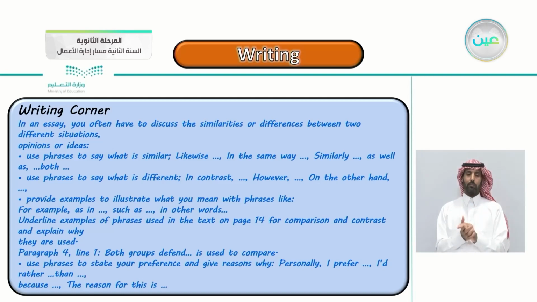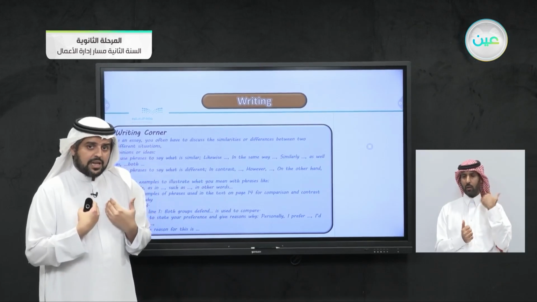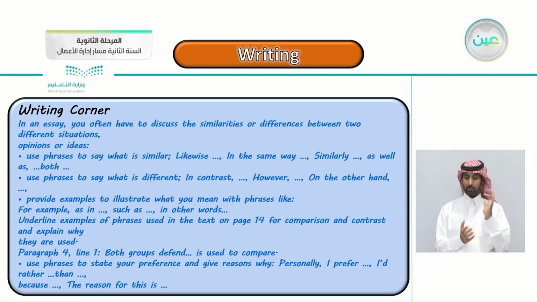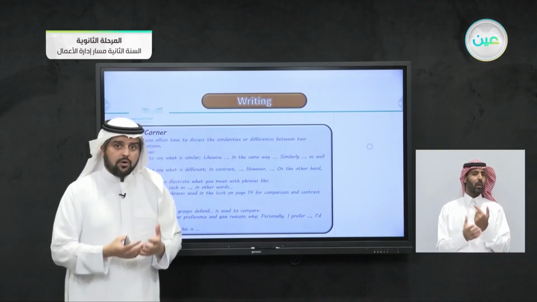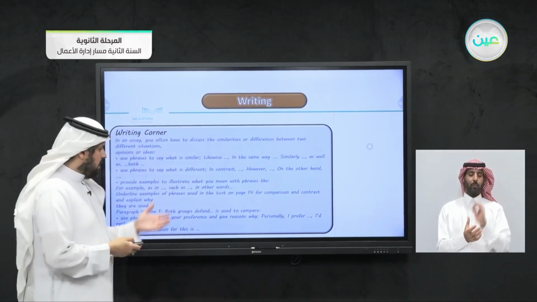Use phrases to state your preference and give reasons why. Your preference, when you say personally, and then you continue, it means that this is my preference. This is I choose to do that. Personally, I prefer, I'd rather, than, because the reason for this is. When you say personally, I prefer, this means this is your own opinion. And then you give the explanation, because the reason for this is. This is you explaining why did you choose, or why do you prefer to choose this, what you have chosen.